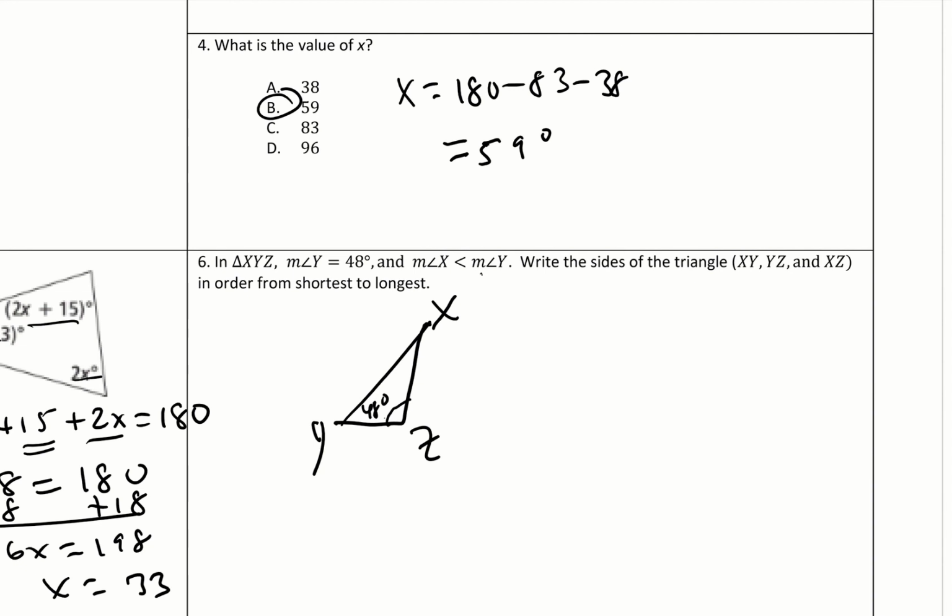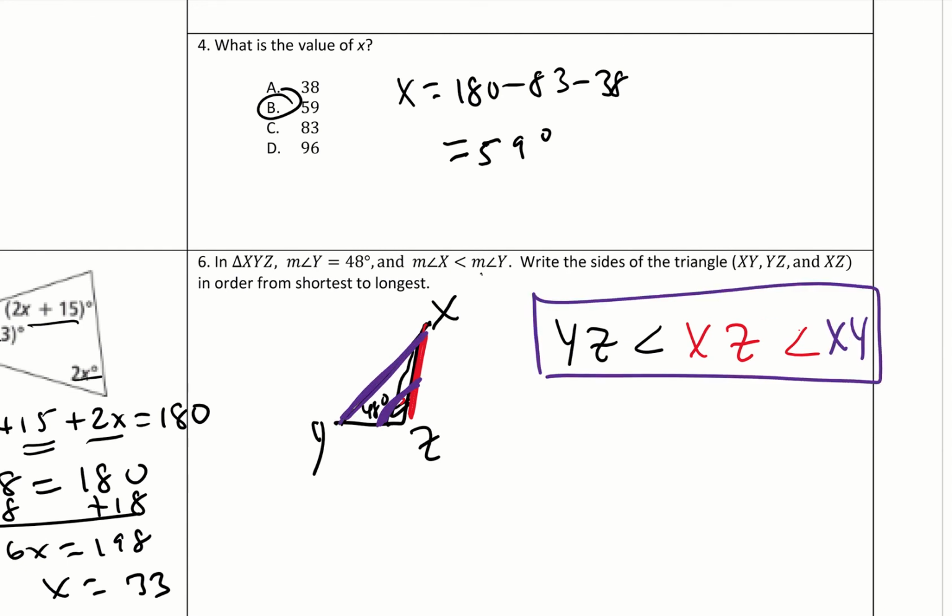Okay, so that means that if X is the smallest angle, then the side opposite of that has to be the smallest side. So YZ has to be the smallest. And if 48 is the second largest angle, then the side opposite of that, XZ, is the second longest. So this is going to be the next longest one. And then finally, since this obtuse angle, angle Z, is the largest angle, the side opposite of it, XY, is the largest. And there's your order.